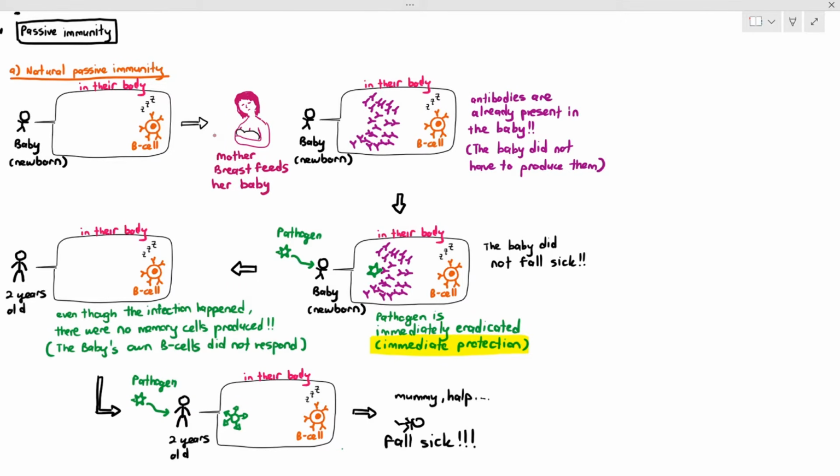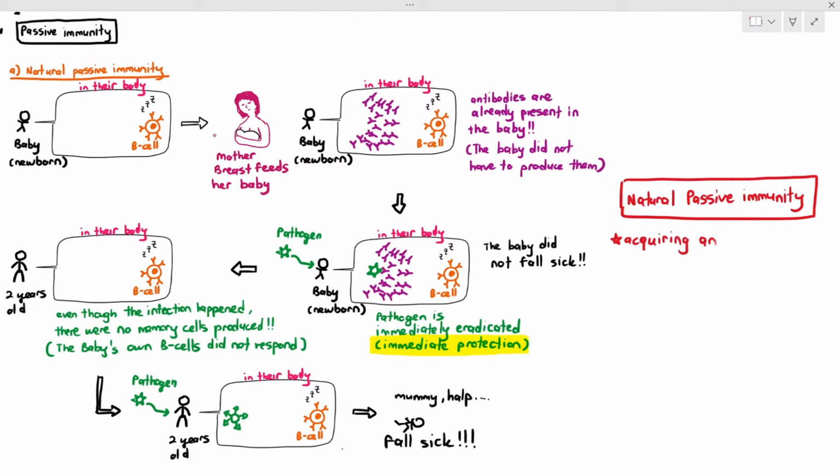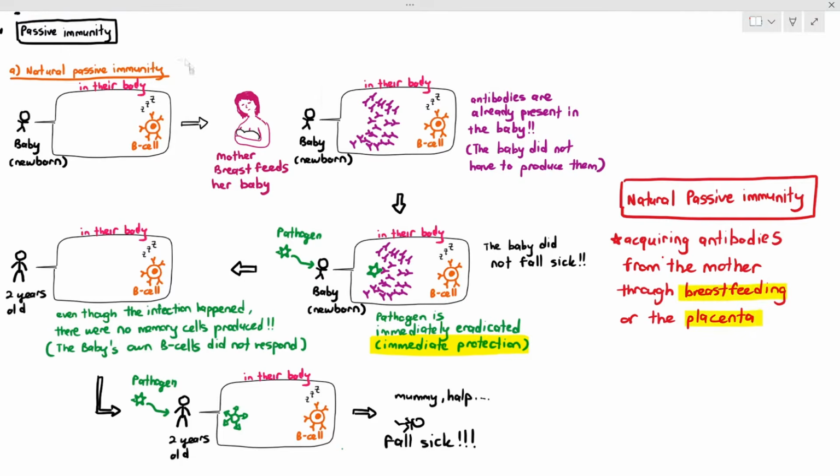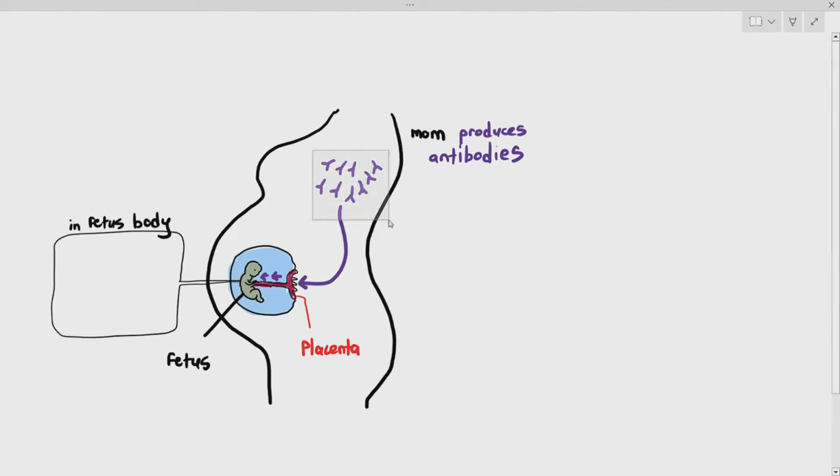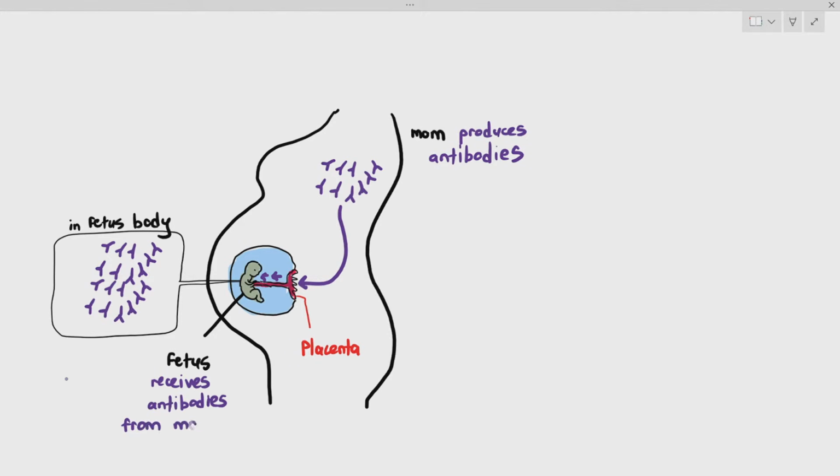So natural passive immunity is just acquiring antibodies from the mother through breastfeeding or the placenta. The placenta is just a structure that, when the mother is pregnant, the fetus will have. The fetus is the offspring growing inside the mother's womb, and the placenta attaches to the mother. And through the mother's blood, it will share some of the substances to the fetus. And when we were developing in our mother's womb, we would also receive antibodies through the placenta.